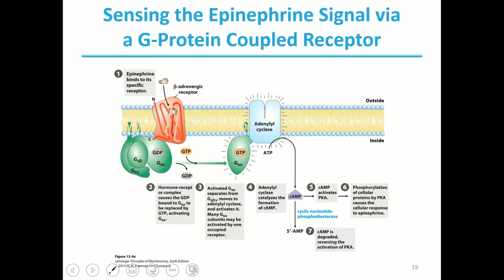Okay, let's look at this beta adrenergic receptor pathway in some more detail. Okay, and the beta adrenergic receptor, okay, that's another name for the epinephrine receptor. Okay. So that can be a little bit confusing. Adrenaline, epinephrine, and beta adrenergic receptor, we're all talking about the same thing.